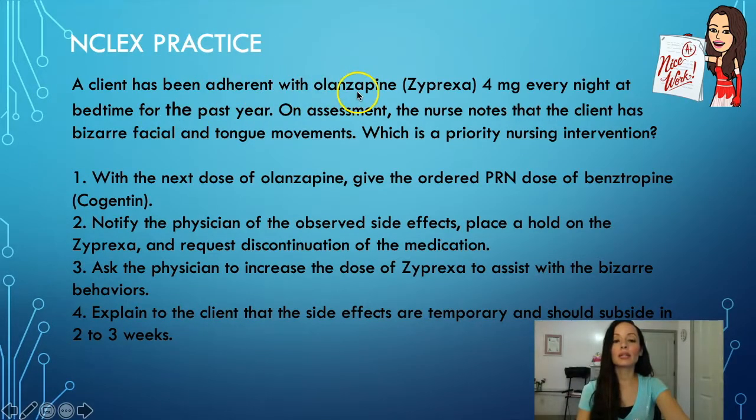A client has been adherent with olanzapine Zyprexa 4 milligrams every night at bedtime for the past year. On assessment, the nurse noted that the client has bizarre facial and tongue movements. Which is a priority nursing intervention? Okay, here's the key word, bizarre. What does that sound like? You should be thinking in your brain, tardive dyskinesia. What should that trigger? We need to DC the med. So the correct answer for this is notify the physician of the observed side effects and place a hold on the Zyprexa and request discontinuation of the medication. We would not give Cogentin because it's not pseudoparkinsonism, it's not dystonia, and it's not akathisia.